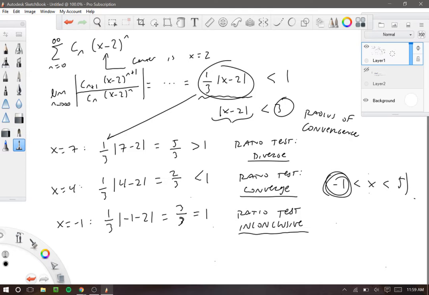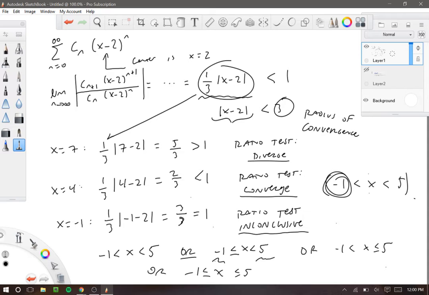So then let's write down some various possibilities for the interval of convergence. The interval of convergence could be -1 < x < 5, and we diverge at both of the endpoints. Or it could be -1 ≤ x < 5, where we converge at the endpoint -1 and diverge at the endpoint 5. Or maybe it's the other way around: -1 < x ≤ 5. Or it could even be -1 ≤ x ≤ 5, where we converge at both endpoints.